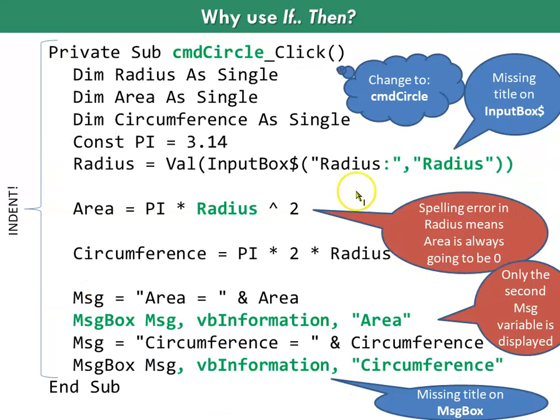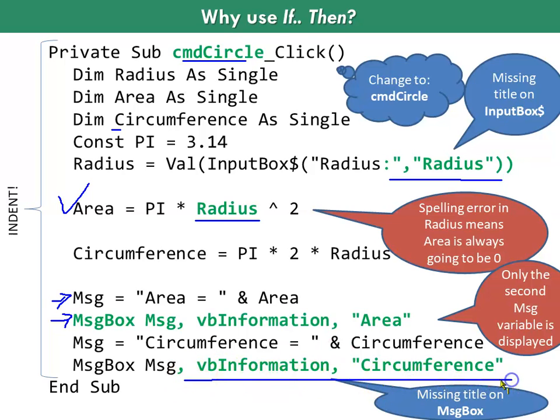Here we have the corrected version. Command circle, circumference has been fixed. We've included a title on the input box. We have corrected the spelling on radius so that now area is calculated correctly. We have inserted a new message box so that this message gets output, and we have added title information on the message box, and of course everything has been indented one level.